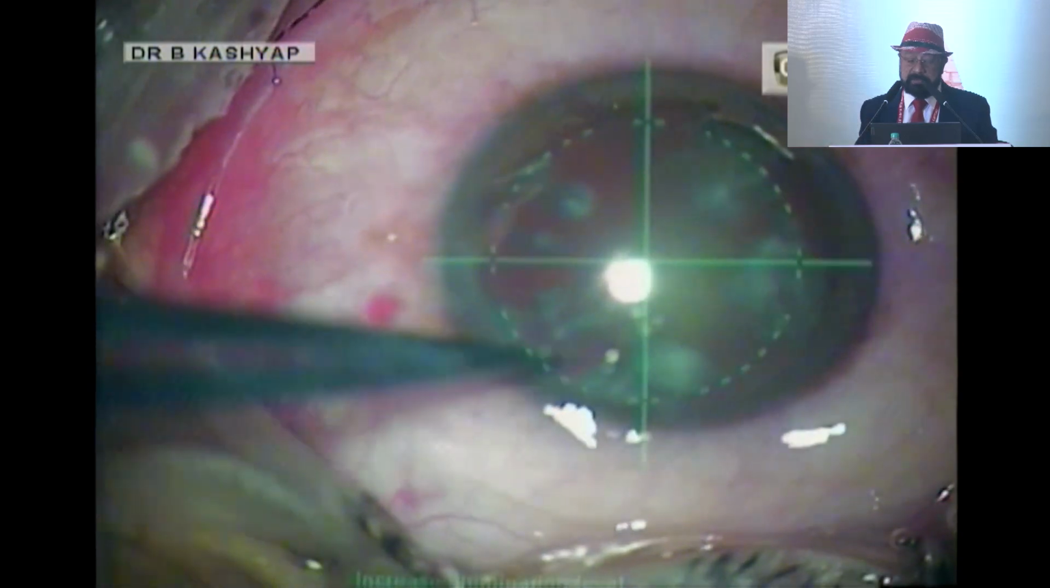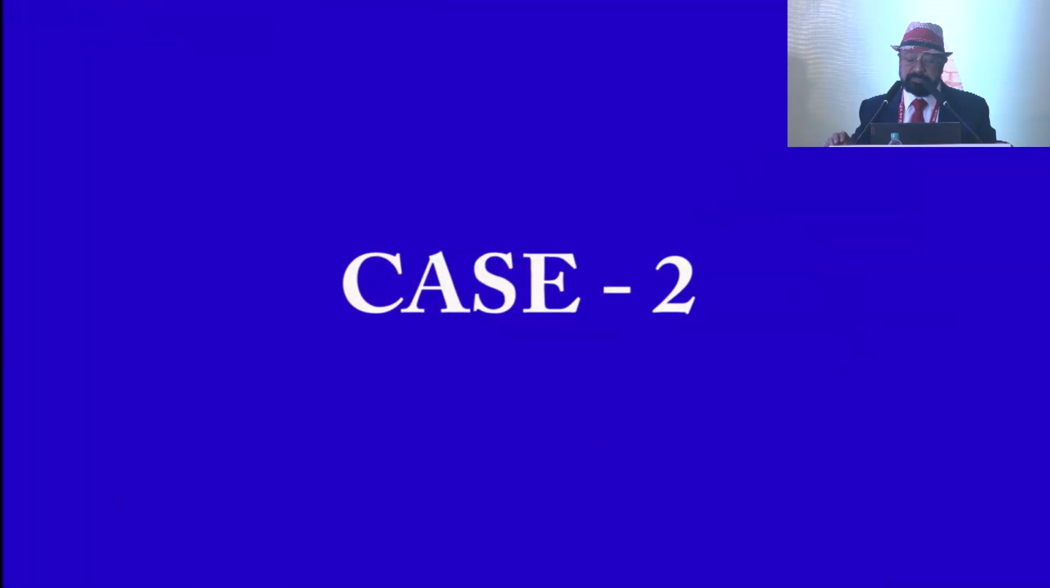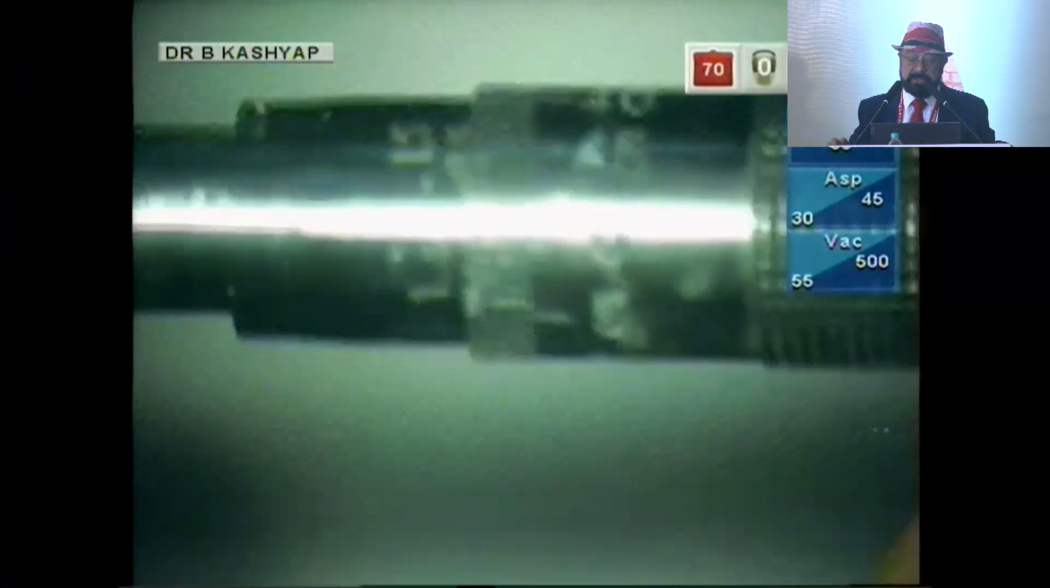There is a small clipping again, and that's the end.